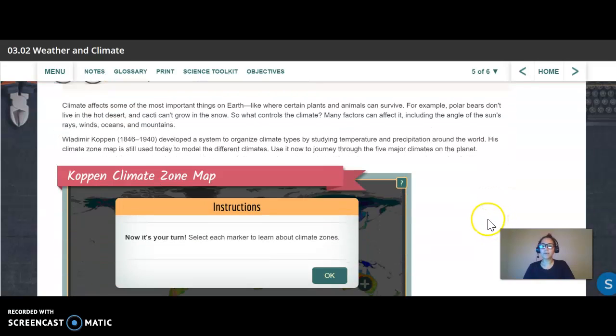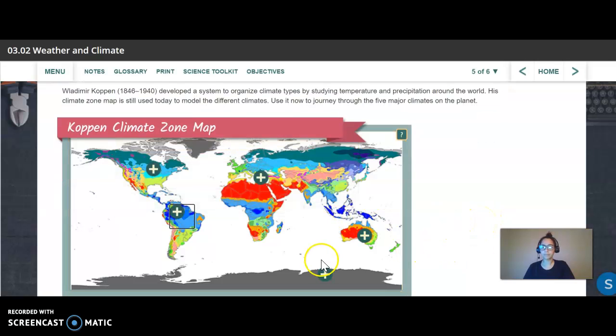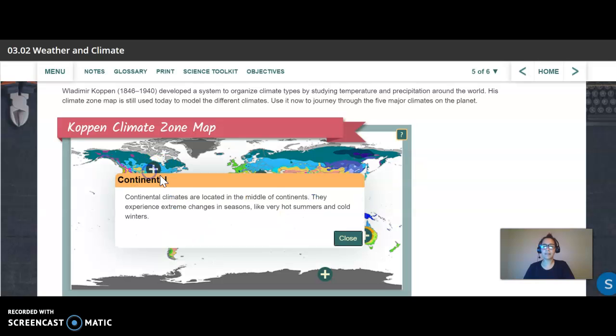So this map is going to show us the major climate zones around the world. So let's start in America. America can be described as a continental climate because this area is mostly located in the middle of a continent. They experience extreme changes in seasons, like very hot summers and cold winters.